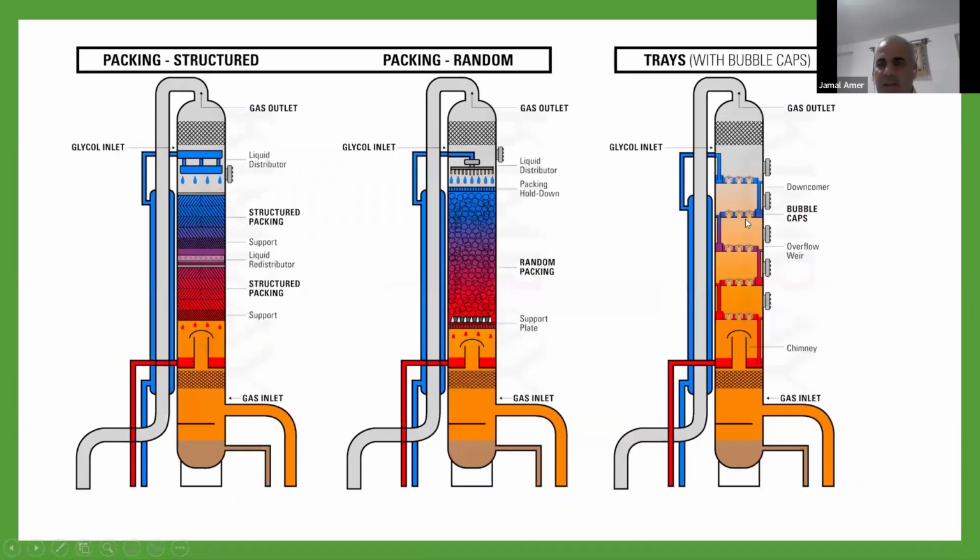Why? Because the bubble cap tray is the best one for gas dehydration, and also in the distillation tower. But it's a little bit expensive. It's the most expensive compared to other types of packing or other types of trays.